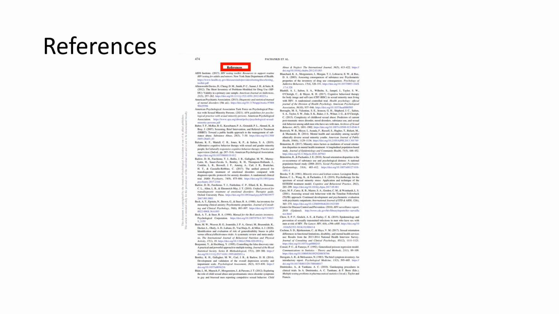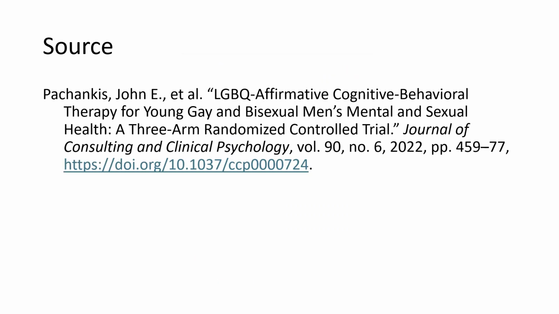Also called a works cited list, a bibliography, or endnotes, this is a list of sources used by the authors to obtain facts and information. This is another excellent place to look for additional resources for your own assignment. The article used in this presentation can be found using this citation.